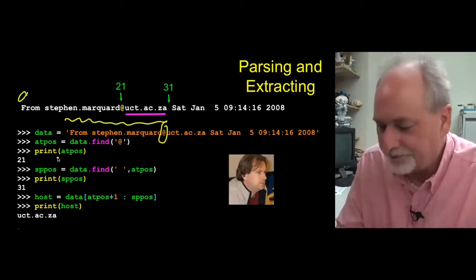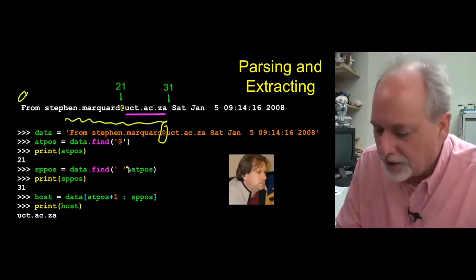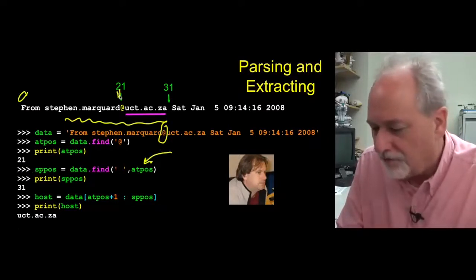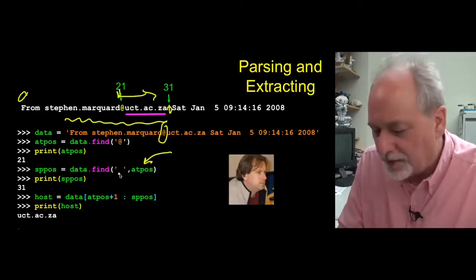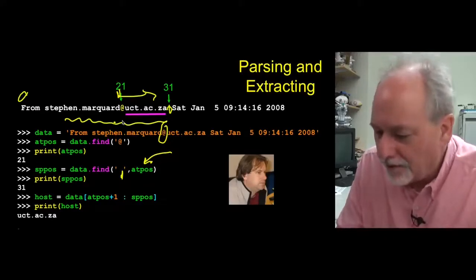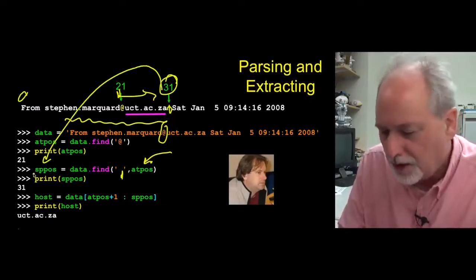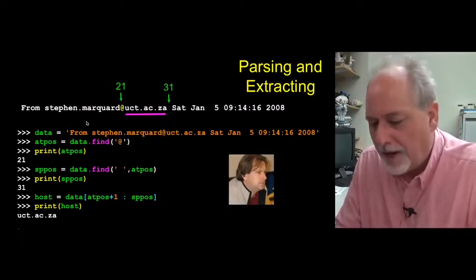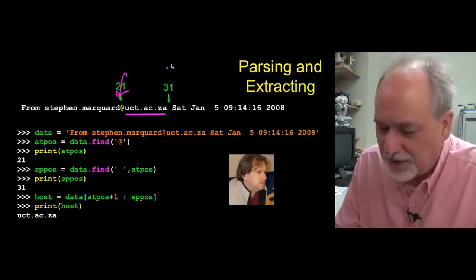Then we're going to look for the next space after the @ sign. We tell find to start at the @ sign and look forward until it finds a space. So data.find, look for a space starting at the position of the @ sign, and that will be in position 31. Now we have two variables: the position of the @ sign, and the position of the space after the @ sign.